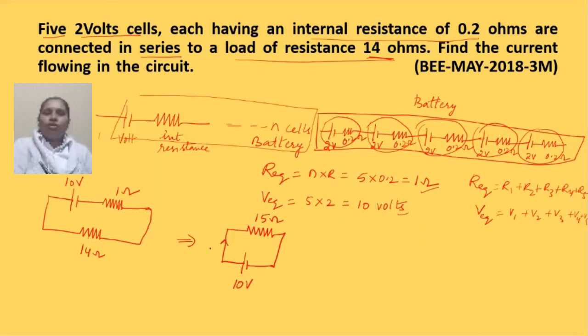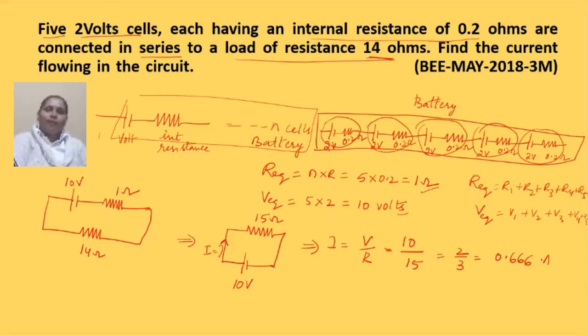The current flowing in the circuit is being asked. What is the formula? I equals V by R. What is V here? It is 10. What is R here? It is 15. So it is 2 by 3, which is equal to 0.666 amperes.